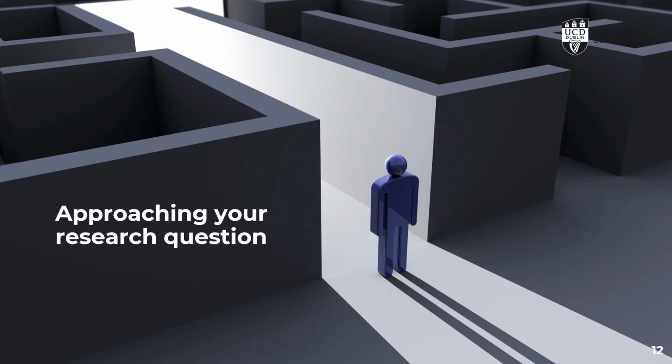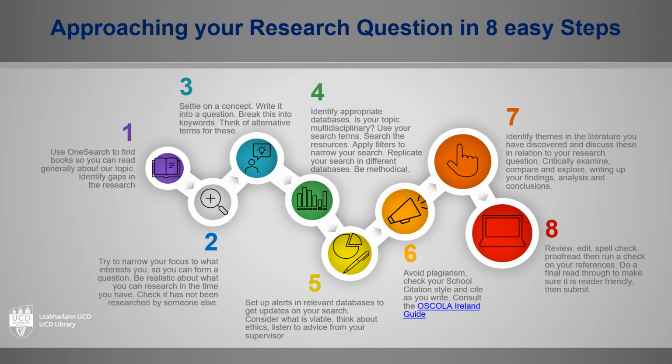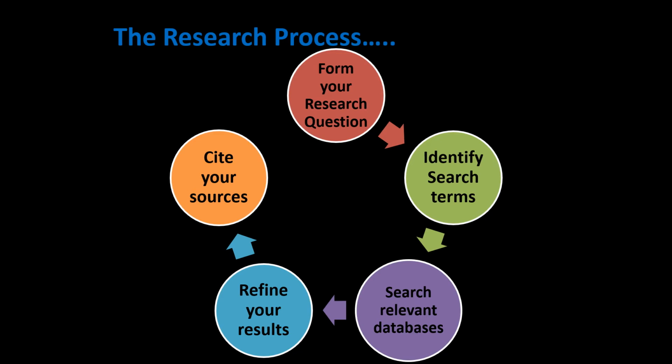Let's look at approaching your research question next. This infographic shows you what to consider when you're approaching your research question and covers the key steps you need to take in the research process. So with the research process, you want to draft or form your research question. Next, identify your key concepts, which then become your search terms. Select and search the relevant databases, refine your results using the filters in the databases, and write up your research. Analyze, discuss, and always cite your sources.